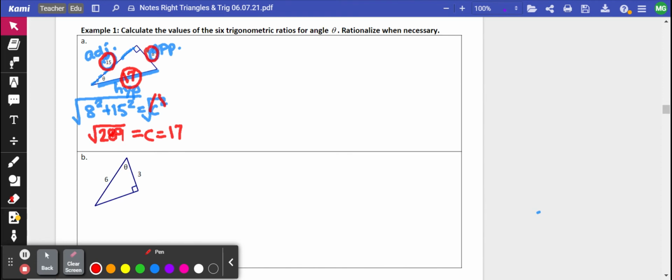So what I want to see you do is I want you to write the sine of the angle equals, and give me the fraction. The cosine of the angle, so cosine of theta equals, give me the fraction. And tangent of the angle equals, and give me the fraction. And then I want you to give me the reciprocal functions.